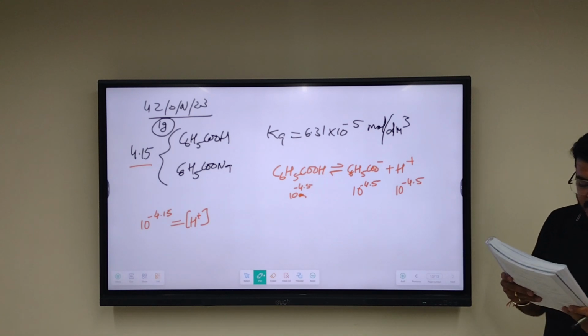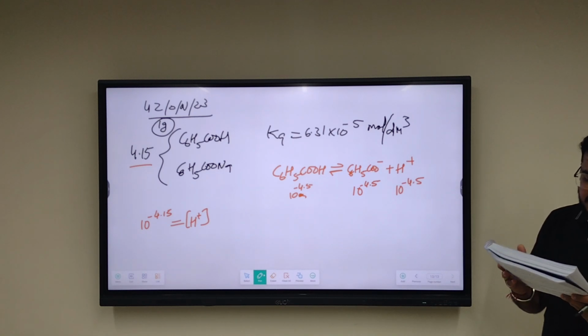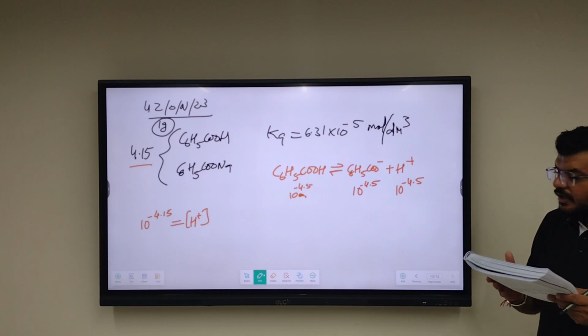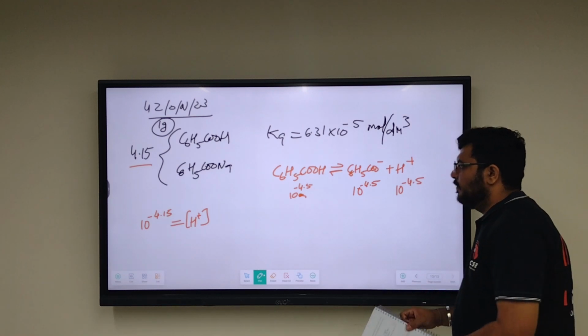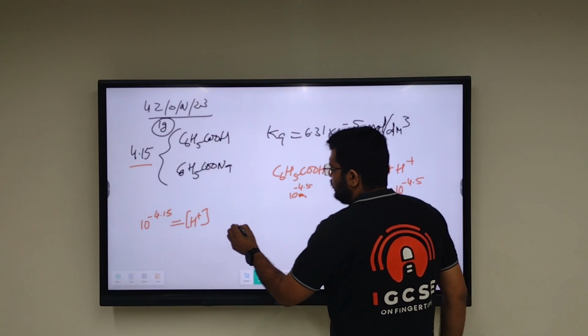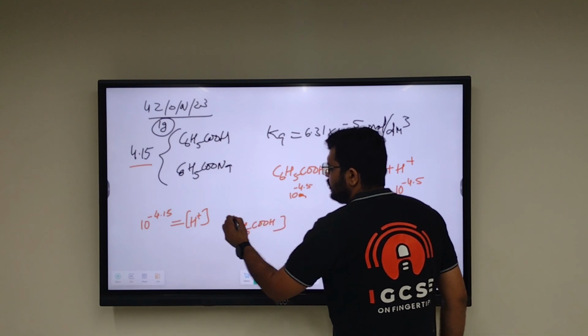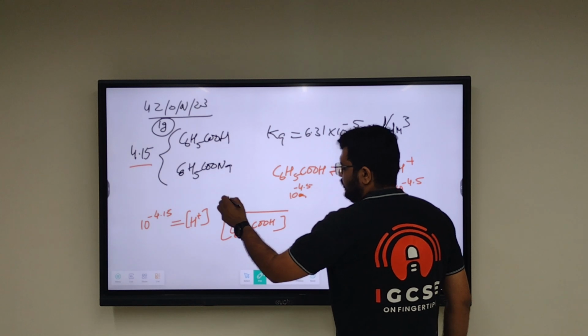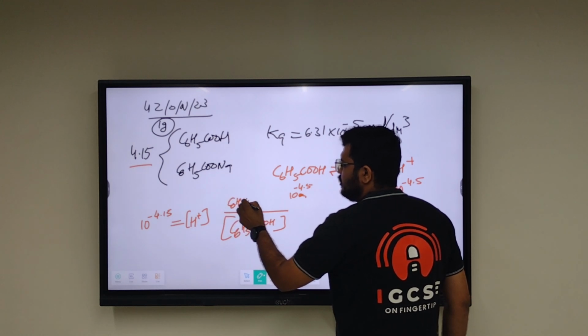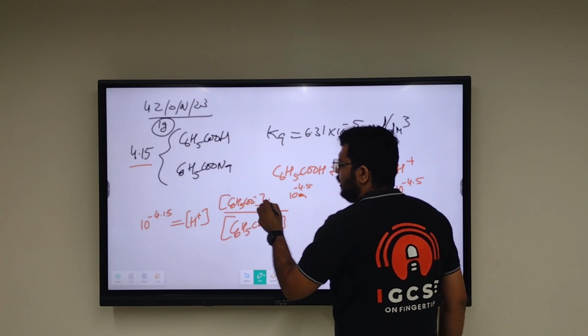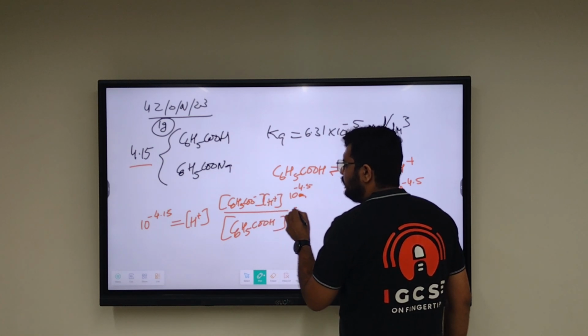Then they are saying find out the concentration of C6H5COO Na in the buffer solution. So what you should do is see C6H5COOH concentration upon this, C6H5COO minus and H plus. That will give you Ka, and from that we get the pH.